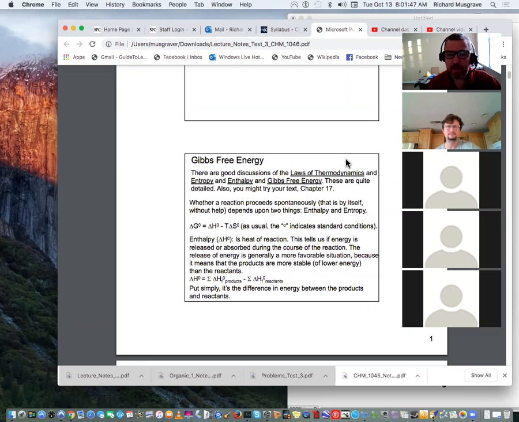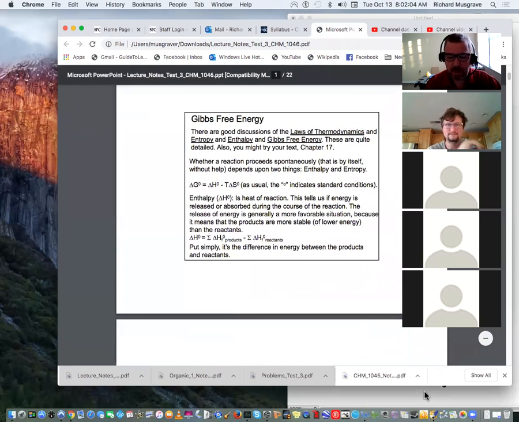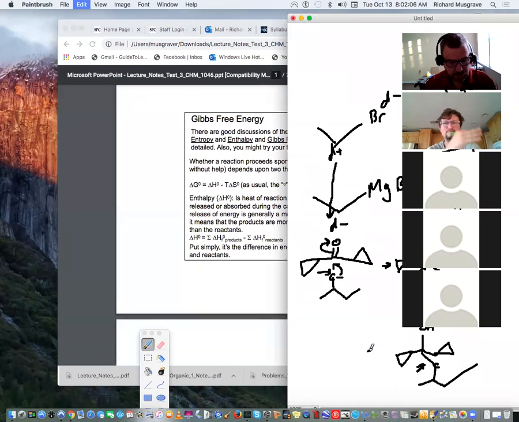Now, delta H is something that we are somewhat familiar with, or should be, and that's enthalpy. That's the heat of reaction. And what this allows us to do is determine the energy difference between the products and the reactants. Now, that's all it does, products and the reactants.